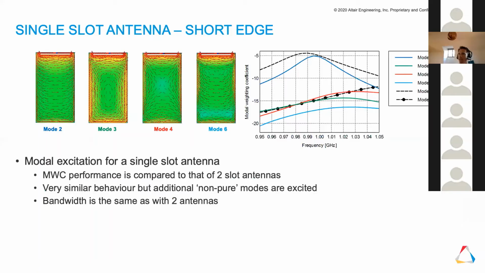So the next step then is to start reducing to a single antenna. The results that I'm showing here use some of the same antennas, but compare, for example, the modal weighting coefficient of this case with the single antenna to the previous case where we had 2 antennas. Those are the results in black.